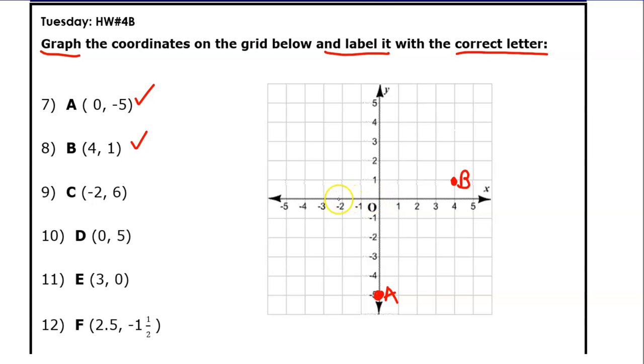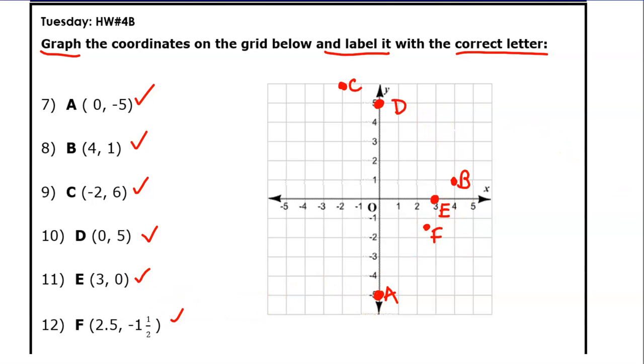C is -2 on the x, +6, that's 1 more than 5 on the y. 0, 5 is D. 3, 0 right there on the number line axis is E. And 2.5 means 2 and halfway, and then -1 and a half is down 1 and halfway. I'm going to have a point right in the middle of a box. And that's how you graph the coordinates and label them.